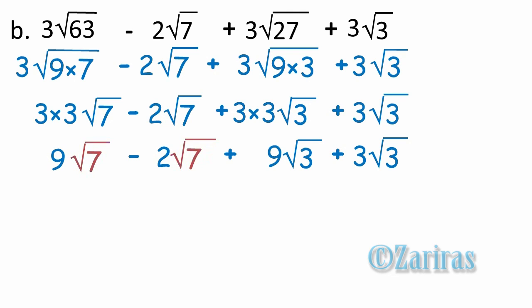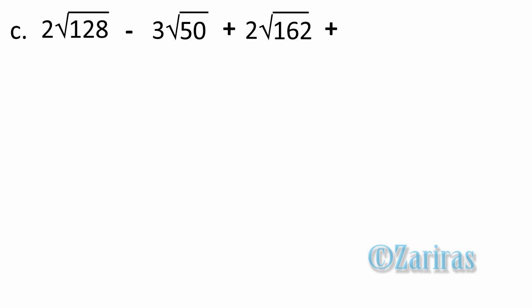We have 7 and 3. For 7, let's place the root 7 first and find the sum of the coefficients of root 7: 9 minus 2 is 7 root 7. We have 3 also as a set, so let's place the root 3: 9 plus 3 is 12, so plus 12 root 3. 7 root 7 plus 12 root 3 is the simplified answer. Let's see the C part.